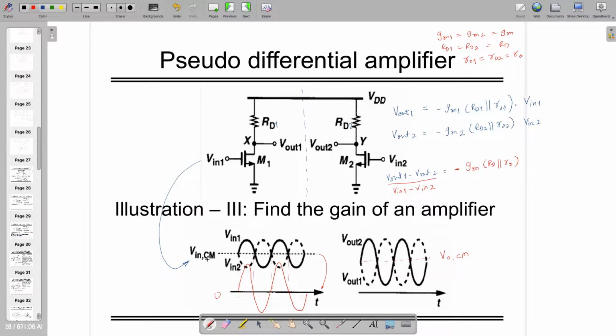Here V in CM was the input common mode voltage, which was biasing both the transistors, whereas output common mode voltage is because of the fact that there is some drop over here. On top of that, this is acting as a voltage actually riding on this one, right, which is output common mode voltage. So that is what is drawn here. We found out the gain also, no problem, right?